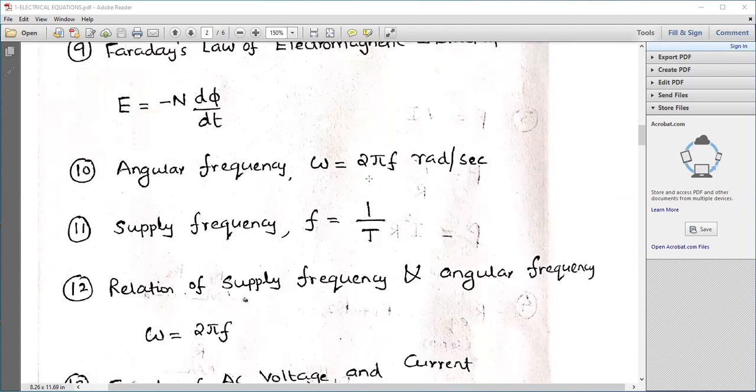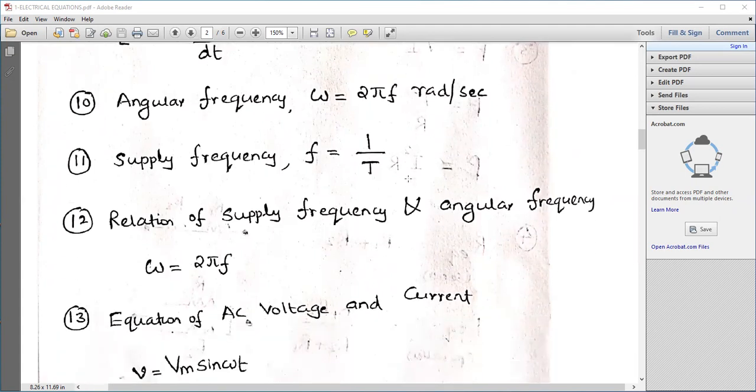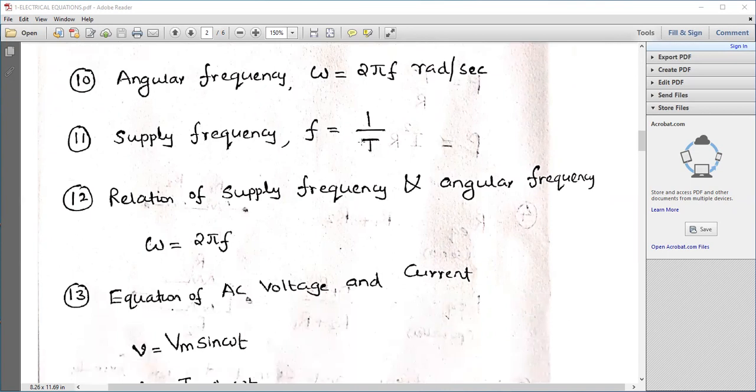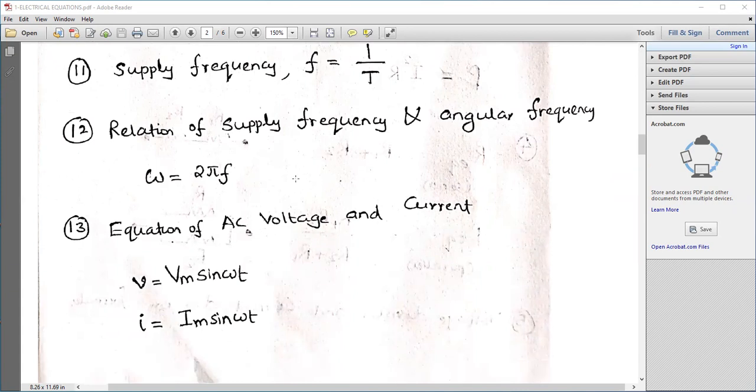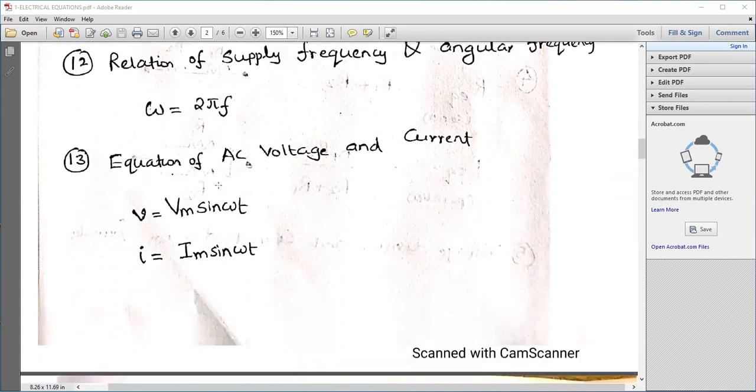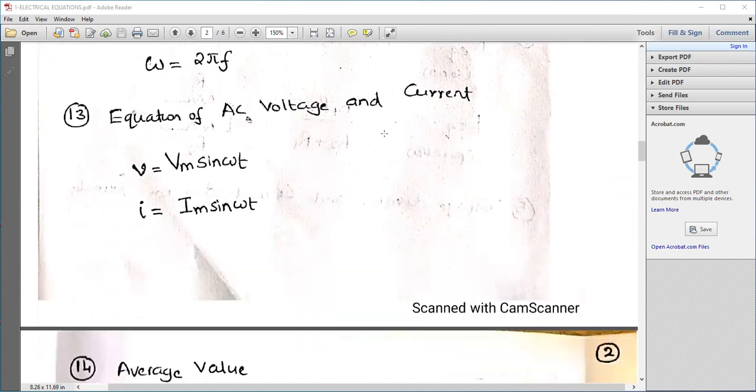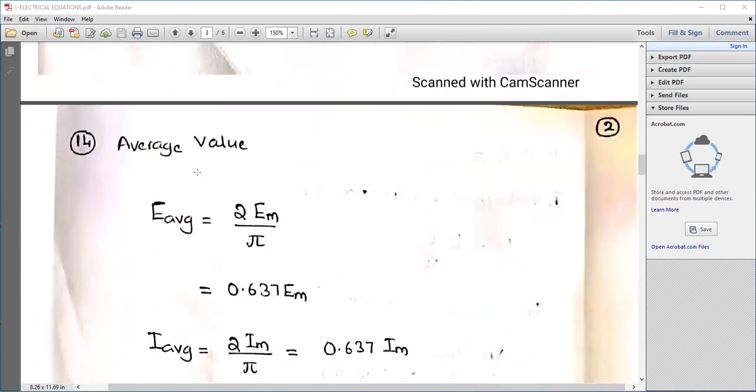Then angular frequency and the supply frequency are related by the equation omega is equal to 2 pi f radian per second. And the supply frequency is inversely proportional to the time period. Then you can write the general equation of AC voltage and current in this fashion.